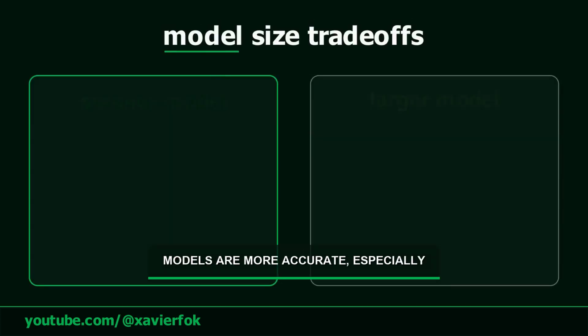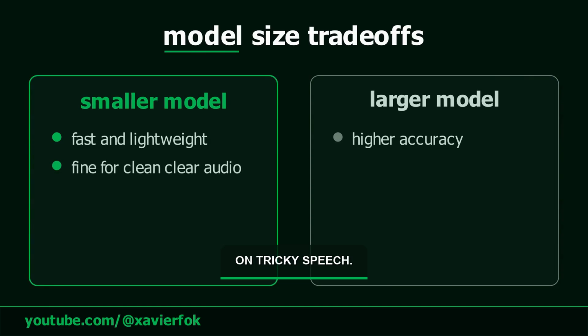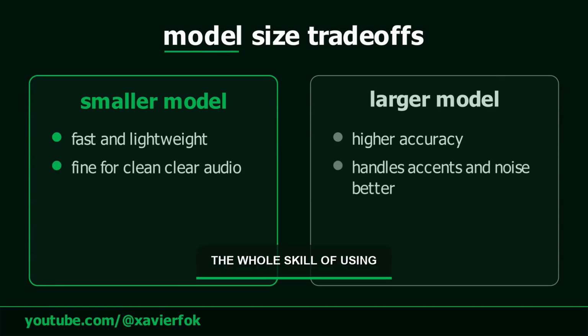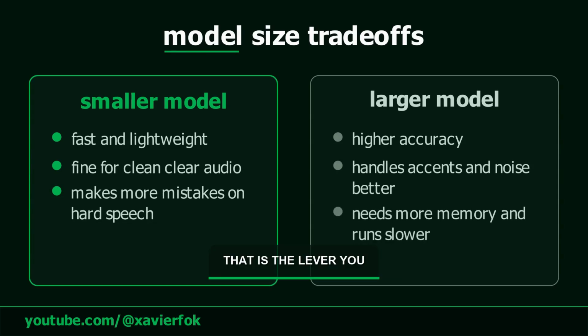Bigger models are more accurate, especially on hard audio, but they need more memory and run slower. Smaller models are fast and light, but make more mistakes on tricky speech. The whole skill of using Whisper well is matching the model size to your audio quality and your hardware. That is the lever you are pulling.